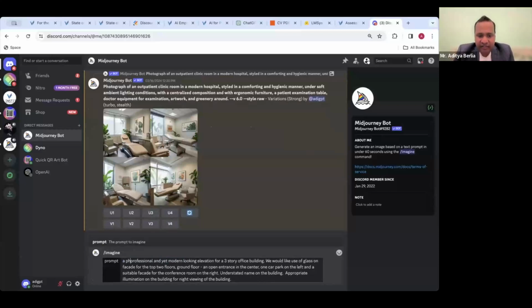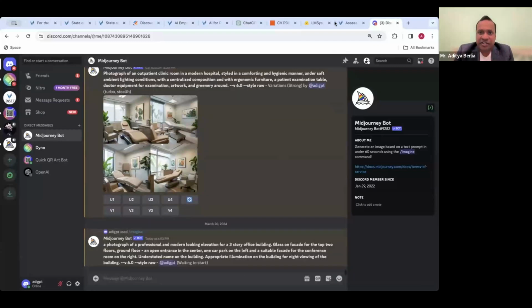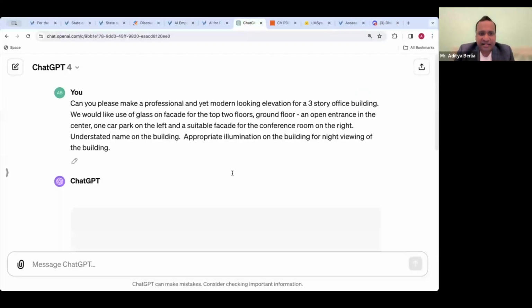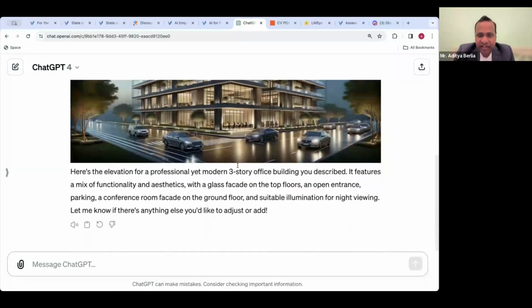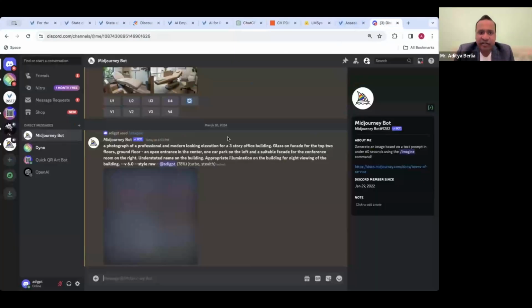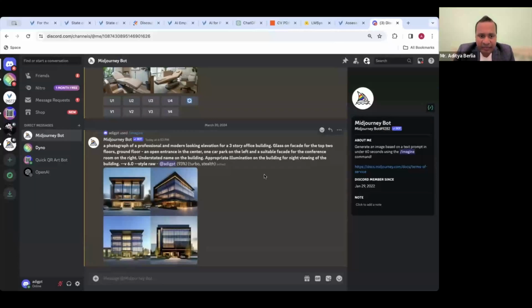A photograph of a modern looking, professional and modern looking elevation for the building. Glass facade for the first two floors, open center, appropriate illumination. This might be a little complicated for Midjourney, but yeah, I think it got the thing right. Let's FAFO it a bit. Oh, hey, not too bad. Oh, wow.